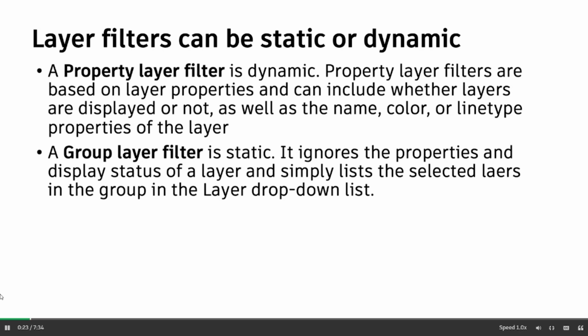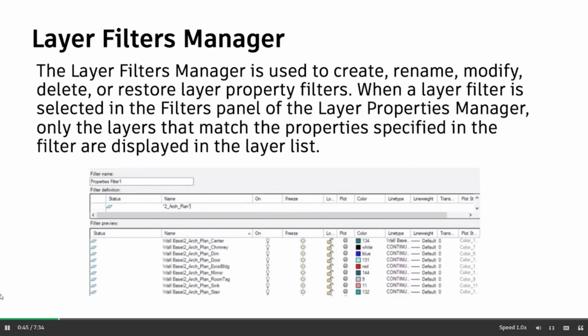Property layer filters are based on layer properties and can include whether layers are displayed or not, as well as the color or line type properties of the layer. A group layer filter is static. It ignores the properties and display status of a layer and simply uses the selected layers in the group in the layer drop-down list. The Layer Filters Manager is used to create, rename, modify, delete, or restore layer property filters to control the use of layer filters.